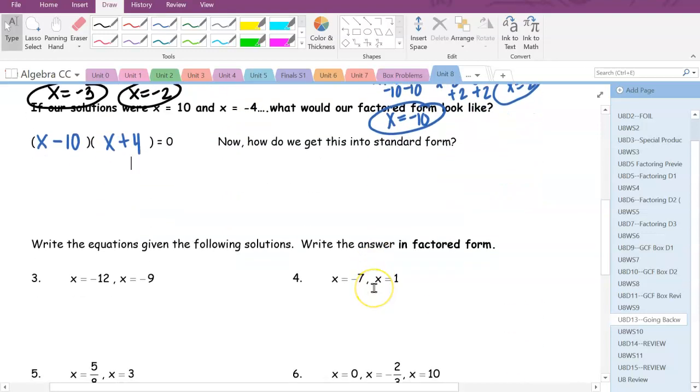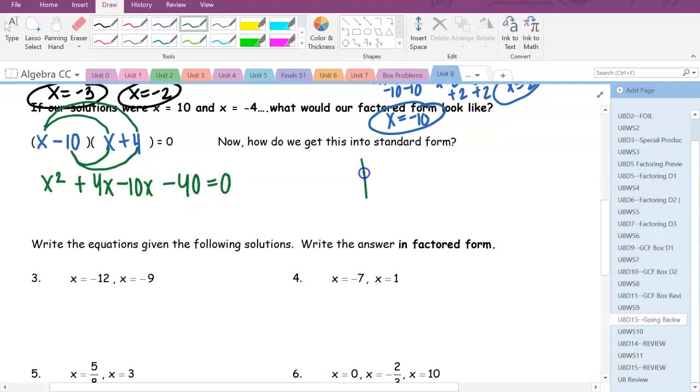Now, how would you go ahead and get this back into standard form? Okay, think about it for a minute. It's something that we started the unit with, and that is FOIL, or multiplying. All right, so we're going to do first, x times x is x squared, outer, plus 4x, inner, and last. All right, and it's possible that you were also shown a method like this to multiply.